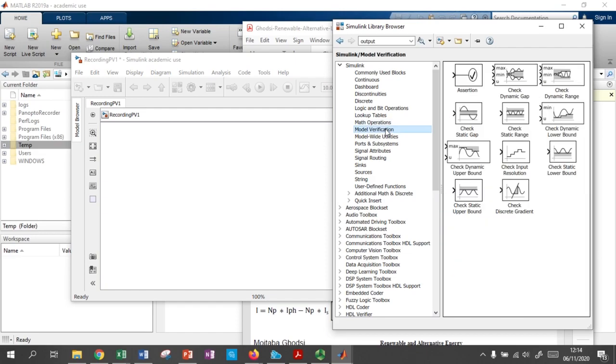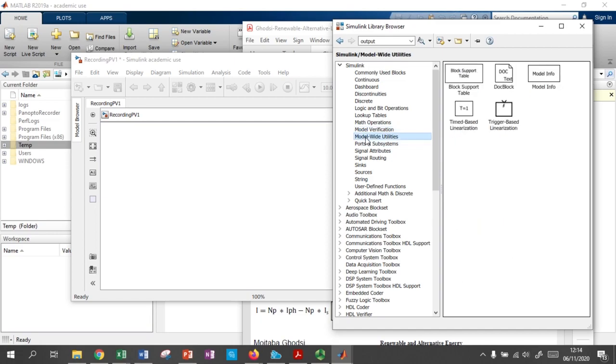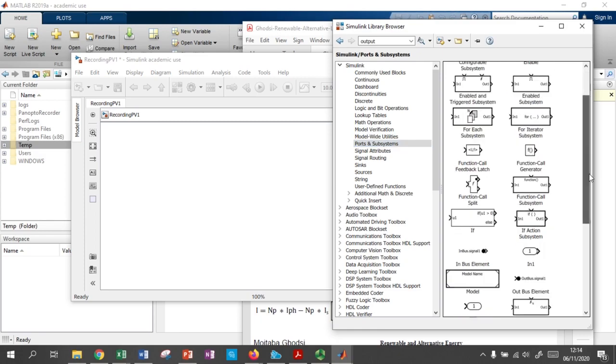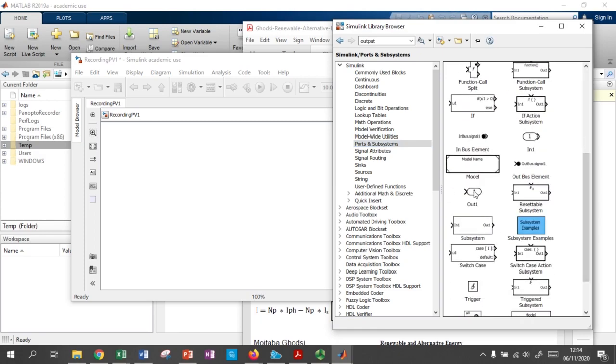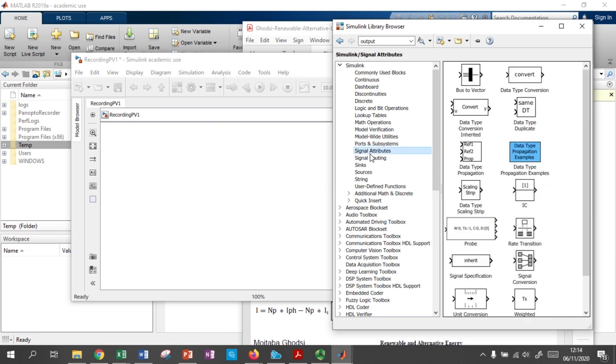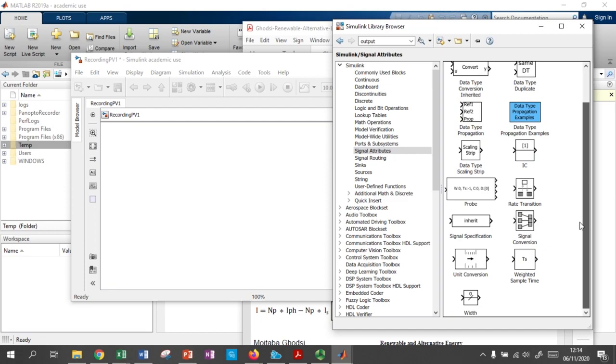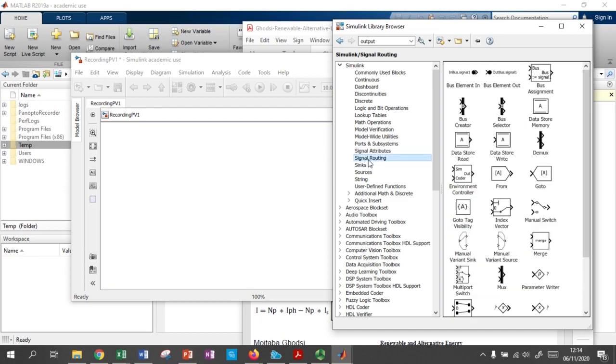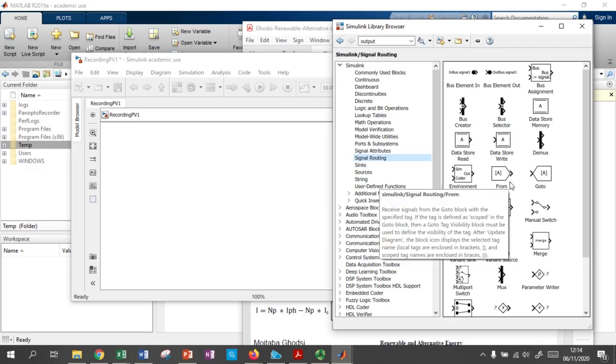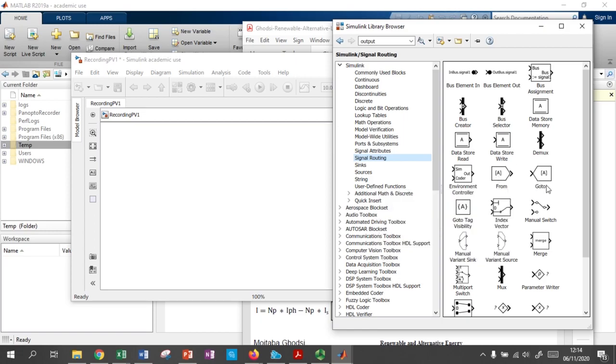The other one is model verification. The other one is model-wide utilities. Ports are very important. Normally we have input and we have output, or we have subsystems that you can find here. Subsystems, signal attributes, all of them are here. This is signal routing. This is go to something or from something. We can assign any number to a variable here by using the from or by using the go to. All of them are available in the signal routing.